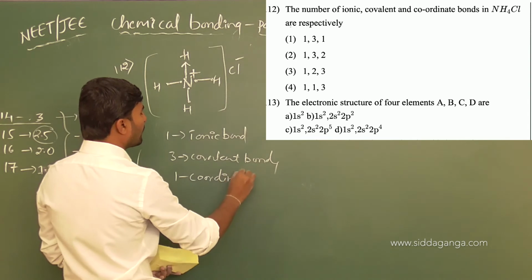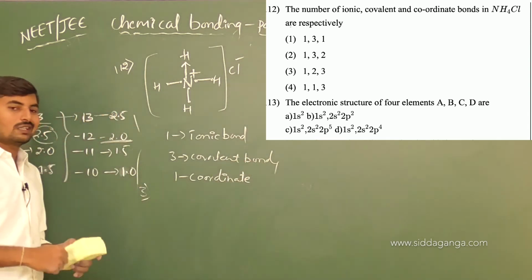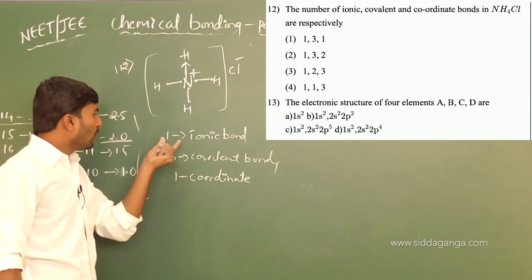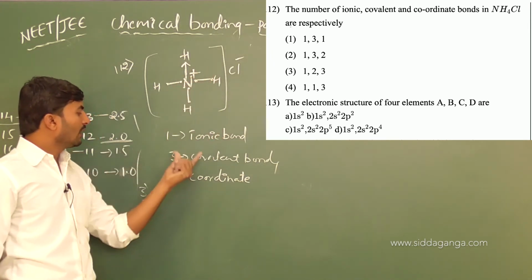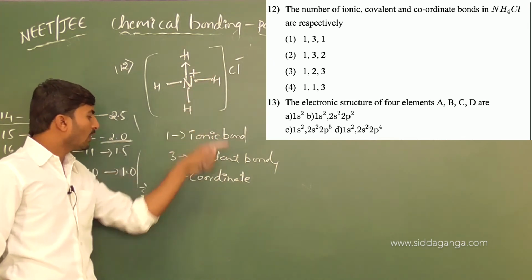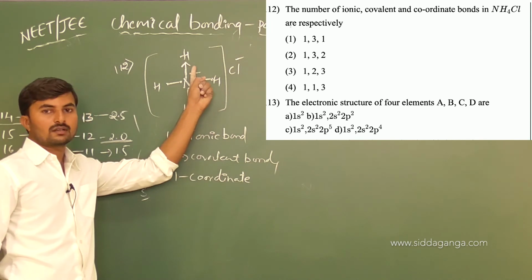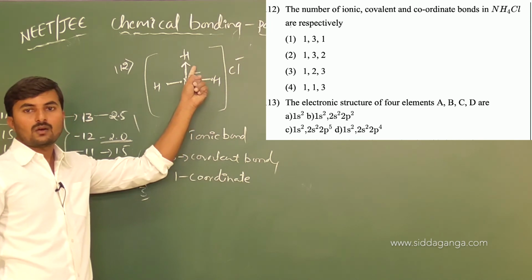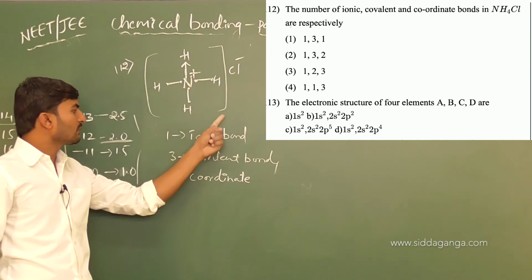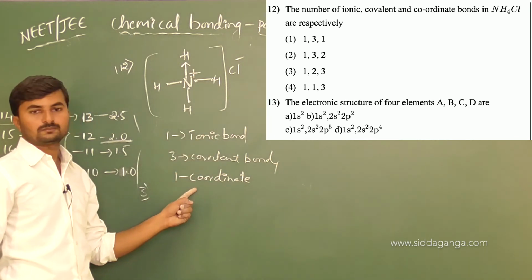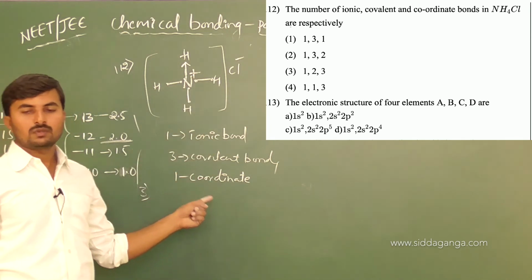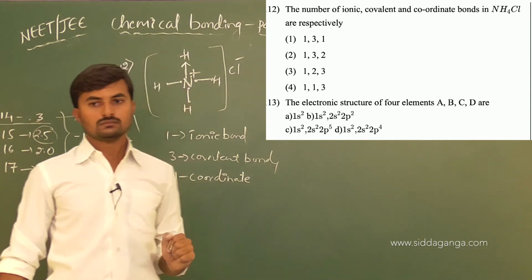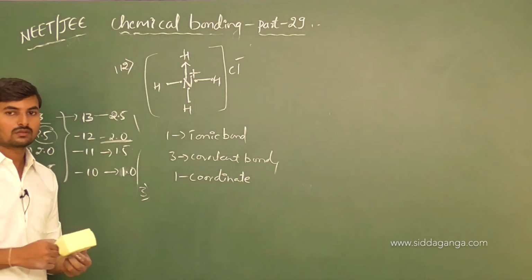So in the NH4Cl molecule, three types of bonds are present. One ionic bond, three covalent bonds, along with one coordinate bond. So which is the right option here? Option 1 will be the correct option, that is 1, 3, 1. Okay, option 1 will be the right option given. So the next one.